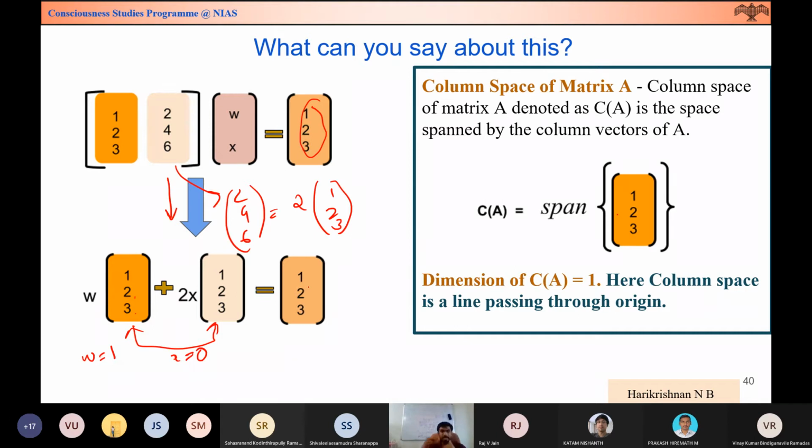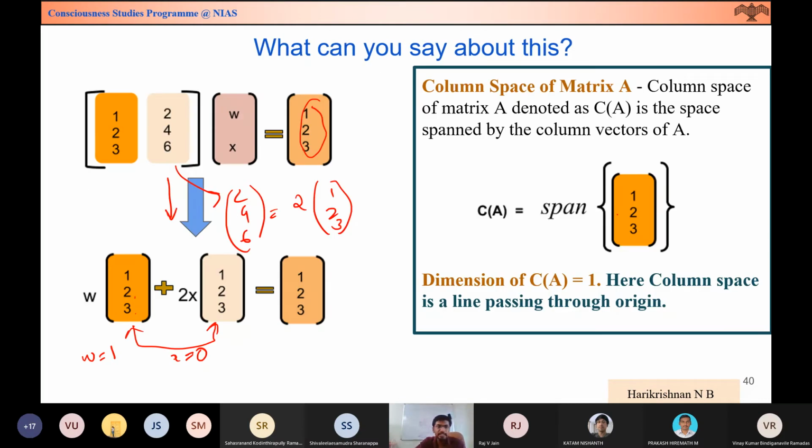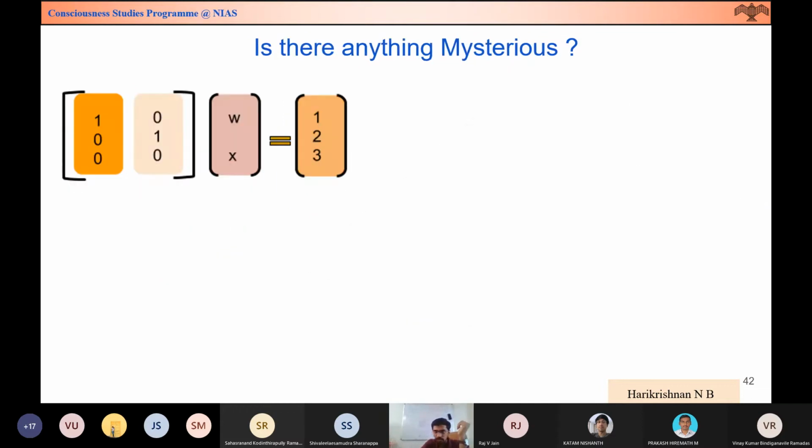So here also again you can convince yourself that AX equal to B has a solution when B lies in the column space of A. Okay. And it is again a subspace. So in this case, actually there are infinitely many solutions, right? For example, one solution I can think of is if I give W equal to 0 and X equal to 1 by 2, again that is a solution. So in this case, you can actually find infinitely many solutions.